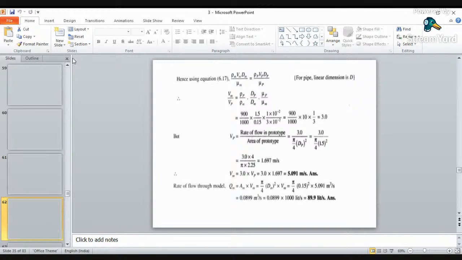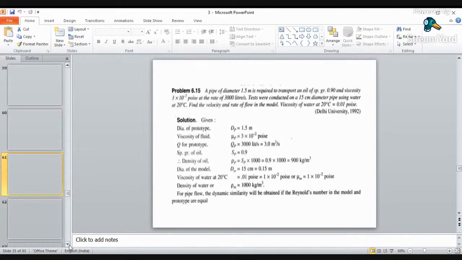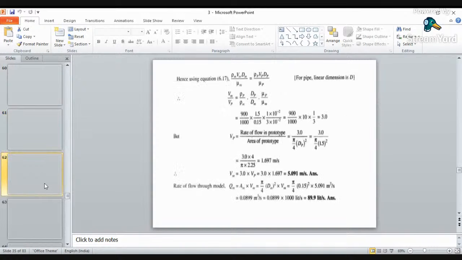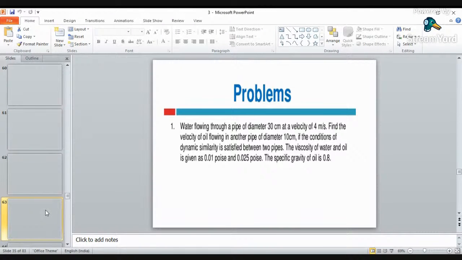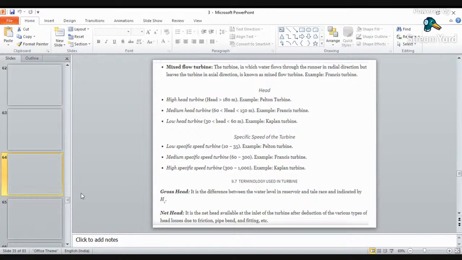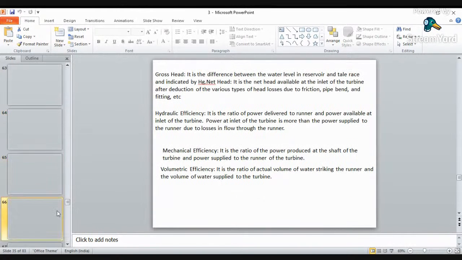One example I have given over here. It is based on your model and prototype. We are running short of time on it. ठीक है, इसको लास्ट में देखते हैं हम लोग, ठीक है, एग्जाम्पल को। Again, these are classified on the basis of head, specific speed. ये हम लोगों ने देख लिया.